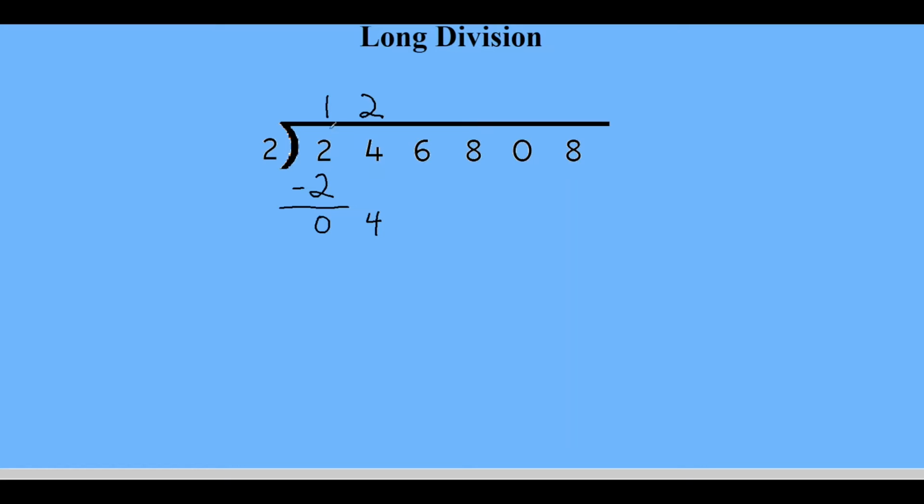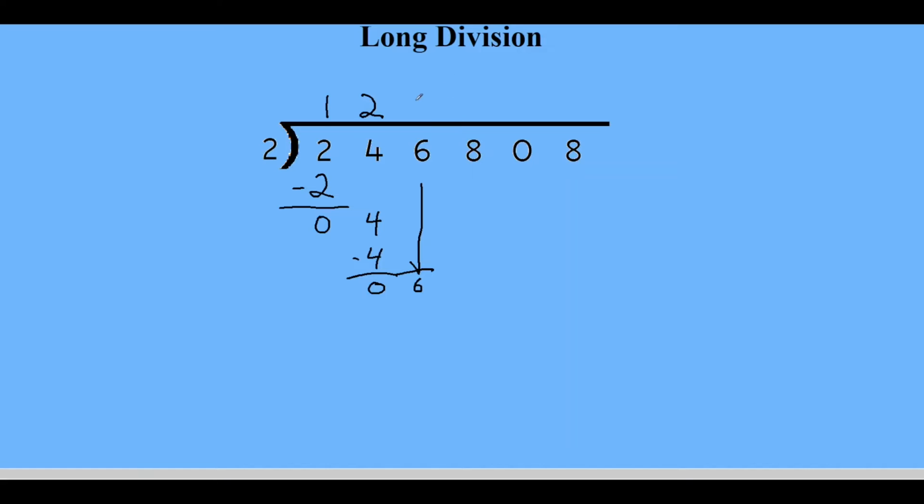Or I could say, what times 2 equals 4? 2 times 2 equals 4. I subtract it out. I have another 0. Now I can write the 0, or I can just leave it blank. I'm going to bring the 6 down and put it right here. Extend my line. Now, how many 2's are in 6?